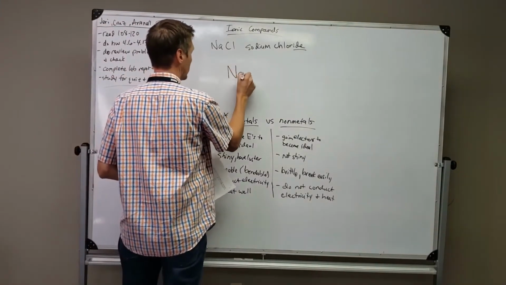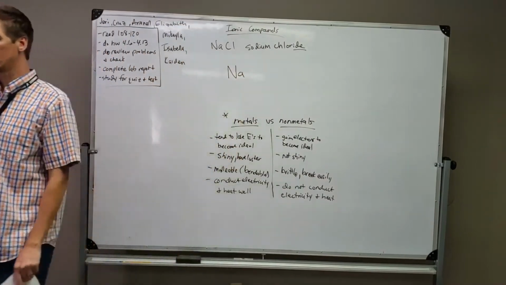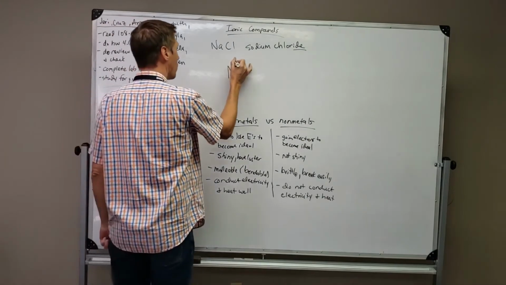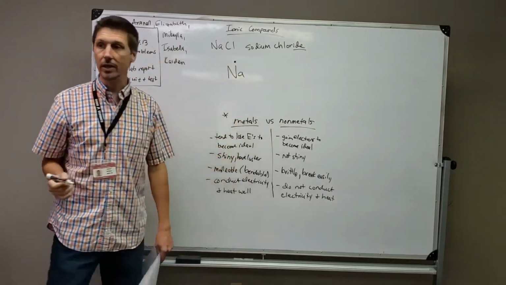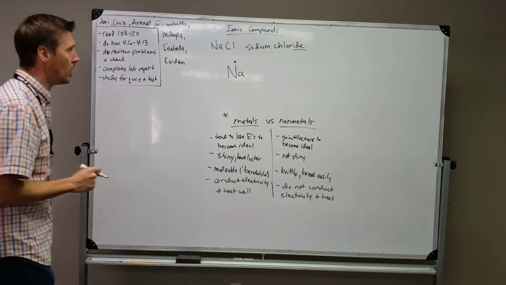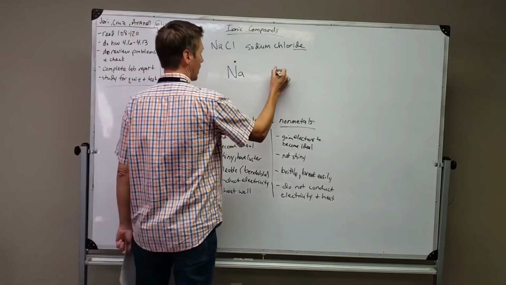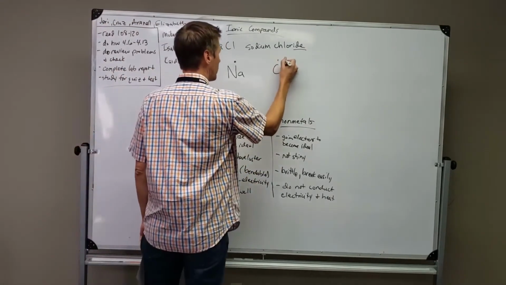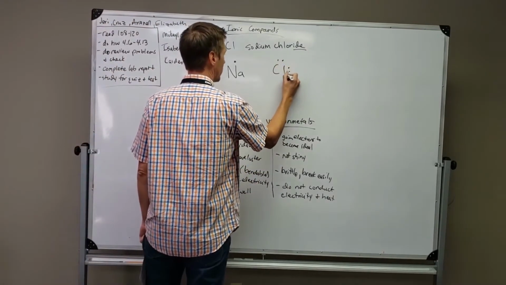So what's the Lewis structure for sodium? It has one electron, right? It's in column 1A. So we can just look at our periodic table, see that it's in column 1A. It's got a number 1 in front of it, so we know it has one valence electron. What about chlorine? 7. It's in column 7A. So we put 7 dots around chlorine.